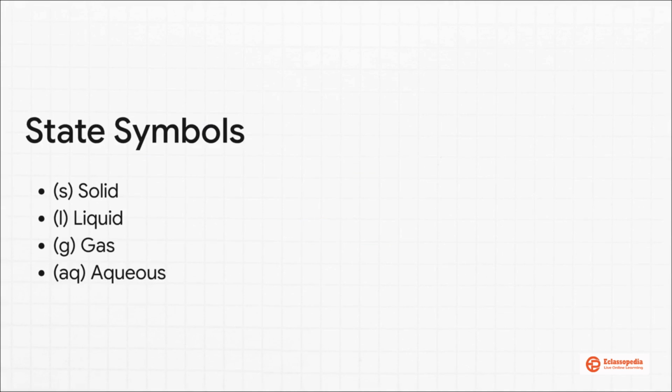We can also upgrade these balanced equations to give us even more context. By adding these tiny state symbols in parentheses, we make our documentation incredibly precise. We use an S for solid, L for liquid, G for gas, and AQ for an aqueous solution, which just means it's dissolved in water. We can even use an upward arrow to quickly show a gas was evolved, or a downward arrow to show a solid precipitate dropped out of the liquid.